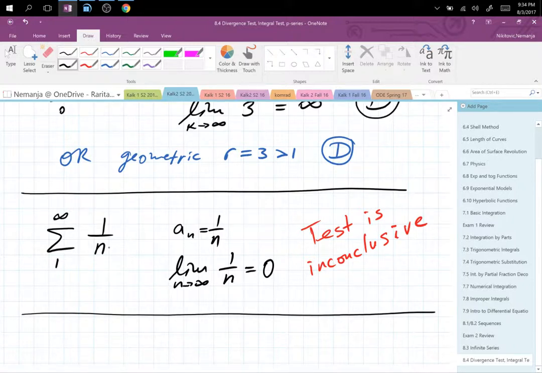So anytime you get 0, you have to use something else. If you get anything but 0, it's definitely divergent. That's how the test works. It's a little bit tricky there, so pay attention, and when you see the empty box, that means you can't use that particular test.